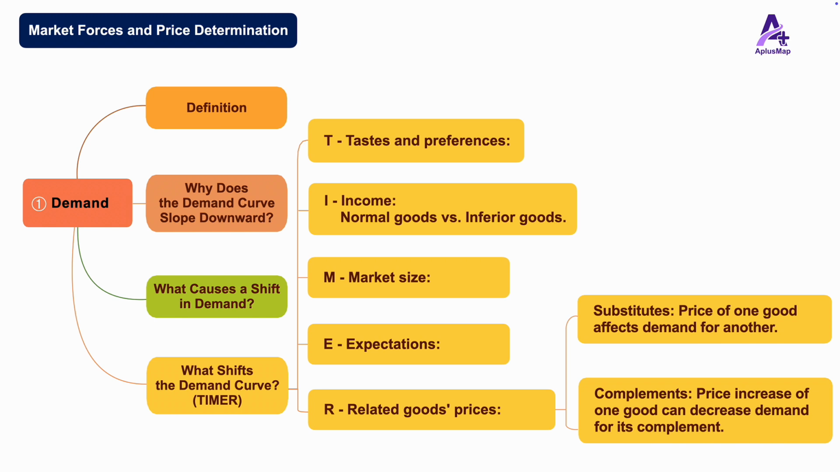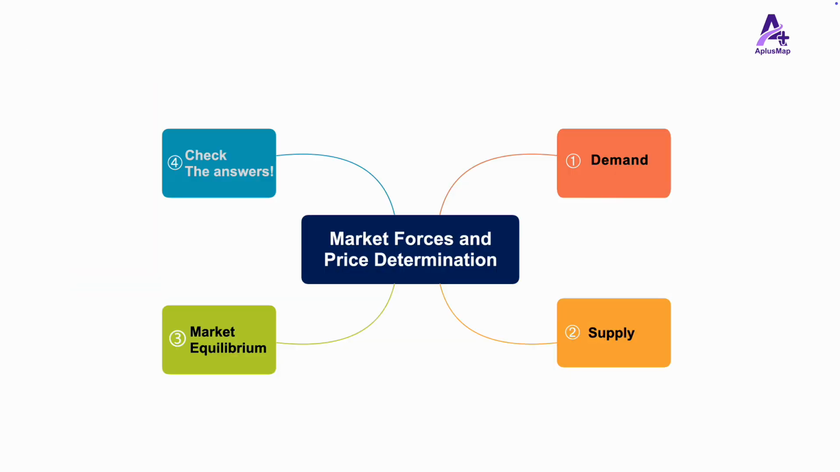If the price of printers skyrockets, people buy fewer printers, and so they'll also need less ink. Demand for ink shifts left. You got it. That's TIMER covering the demand shifters. All right, that's the buyer side covered pretty well. Let's flip over to the sellers.